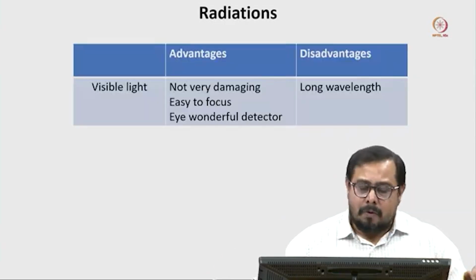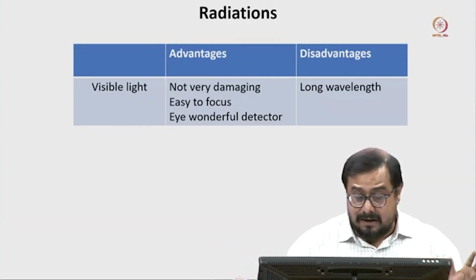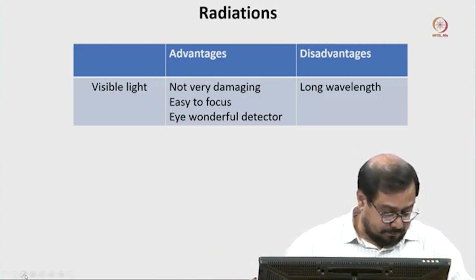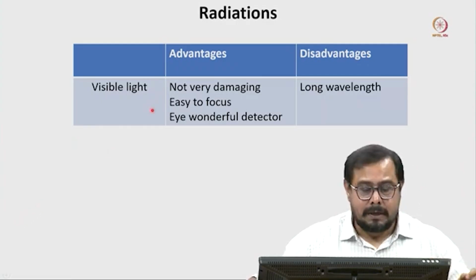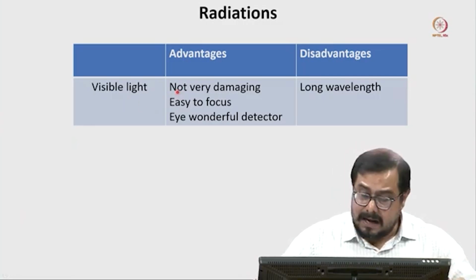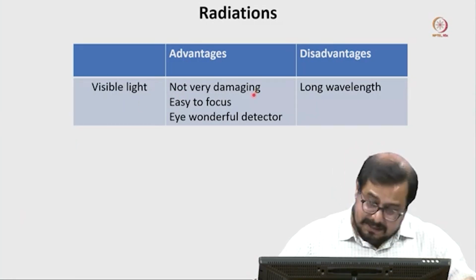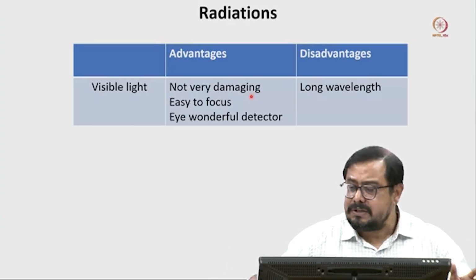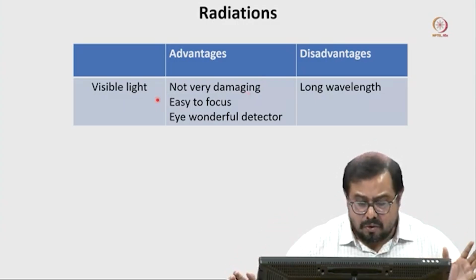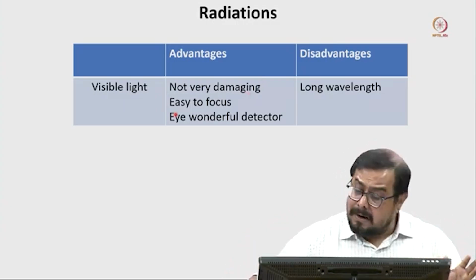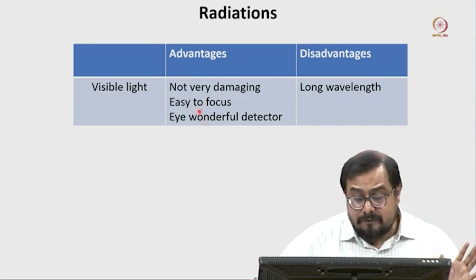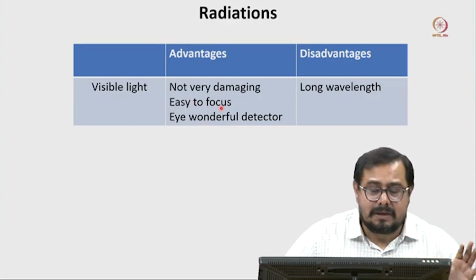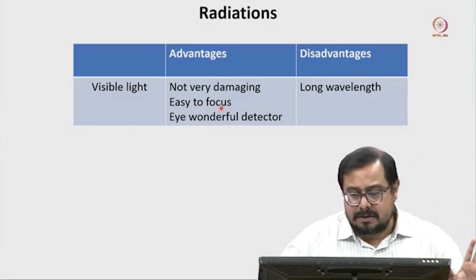So what are the disadvantages and advantages of visible light? As I discussed previously, visible light is not very damaging. If it were damaging, it could damage everything and we could not see anything. So visible light is very good for us, and our eye is a wonderful detector for visible light, and it is easy to focus. We don't need anything, we just need a glass lens.